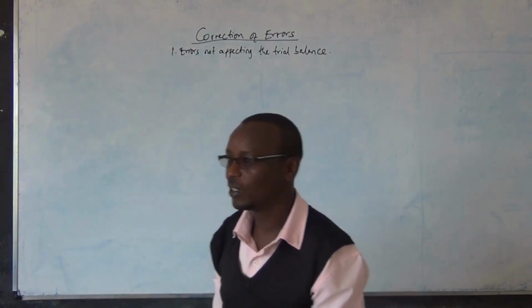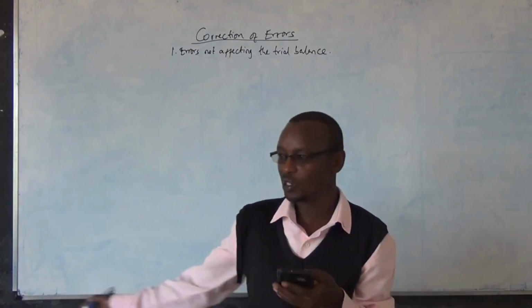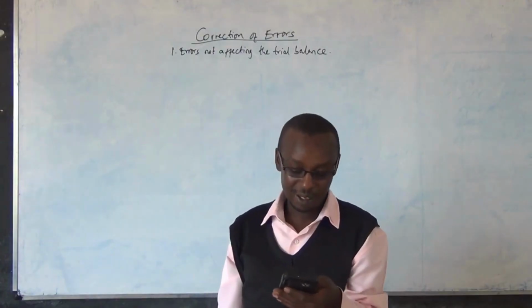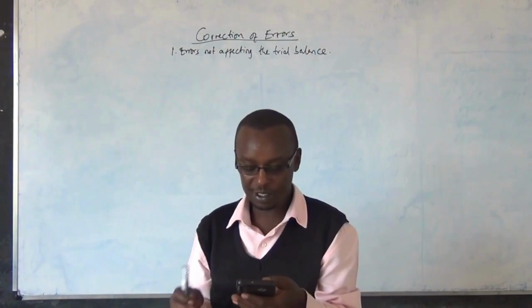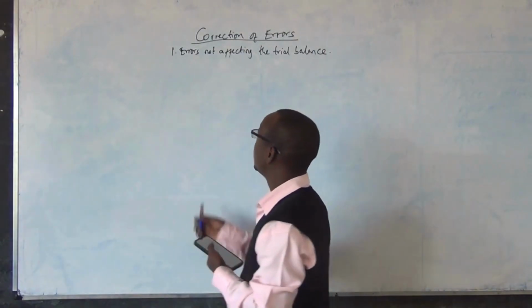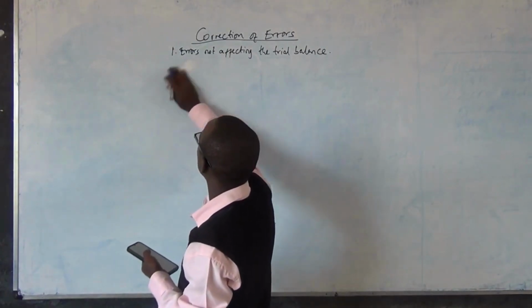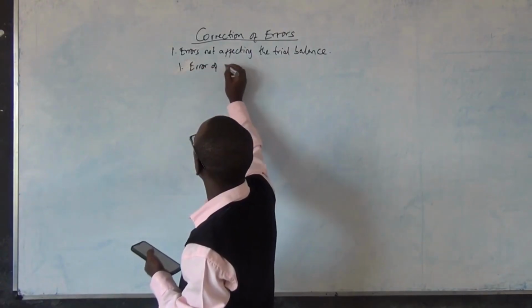And we don't correct the error by tearing the page or cancellation. We have a process of correcting the errors. But let's first look at those errors one by one, which do not affect the trial balance. Number one, we have the error of omission.